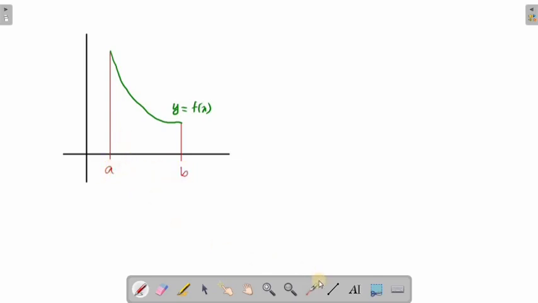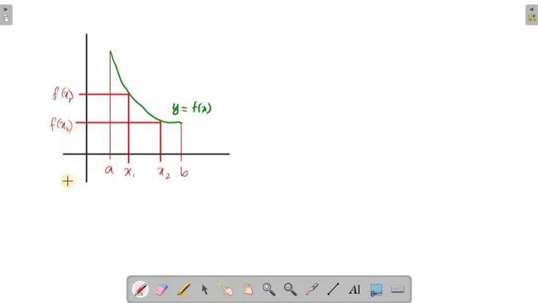Now let me take another point here. So this is going to be my x1, and this is going to be my x2. Now draw a parallel line here, so this becomes your f of x1, isn't it? And if you draw a parallel line here, this becomes your f of x2. Remember, this is x1, so this height is going to be f of x1, and if this is your x2, this height is going to be f of x2.